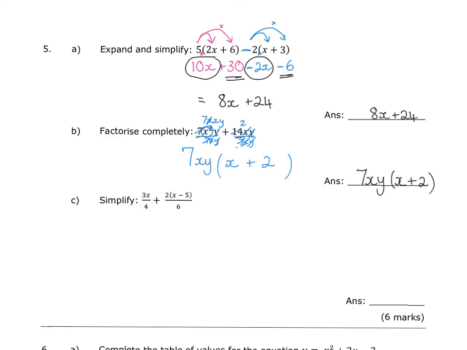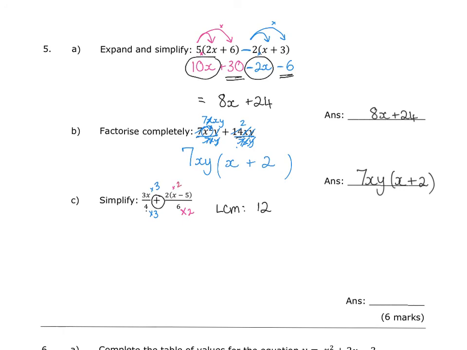Now, next one is simplify. It's an algebraic fraction, and we have an addition. Don't forget to add. We need to find a common factor, an LCM. LCM of 4 and 6, and that would be 12. So, for 4 to become 12, we need to multiply by 3. Same for the numerator to keep it balanced. For 6 to become 12, we need to multiply by 2, and similarly here.